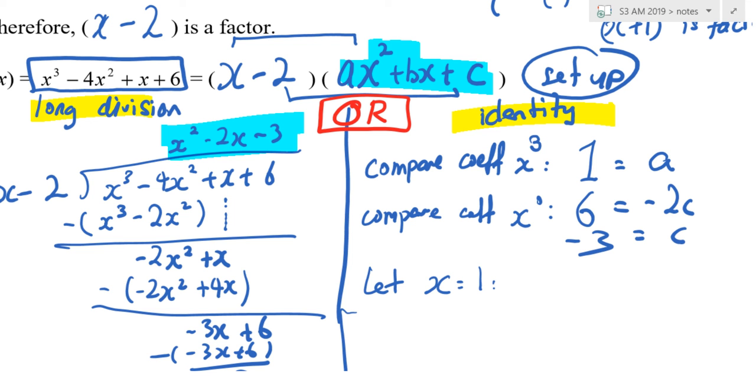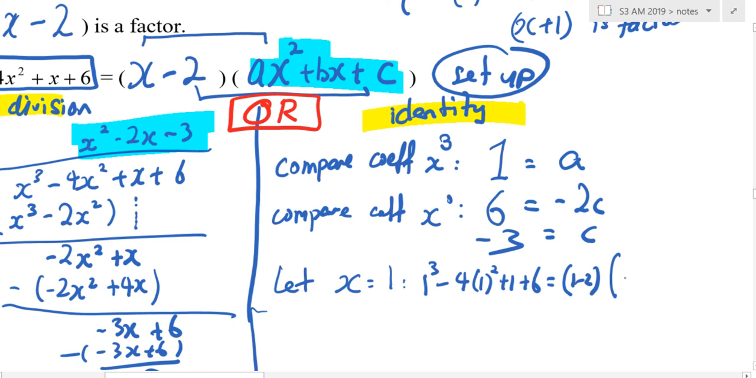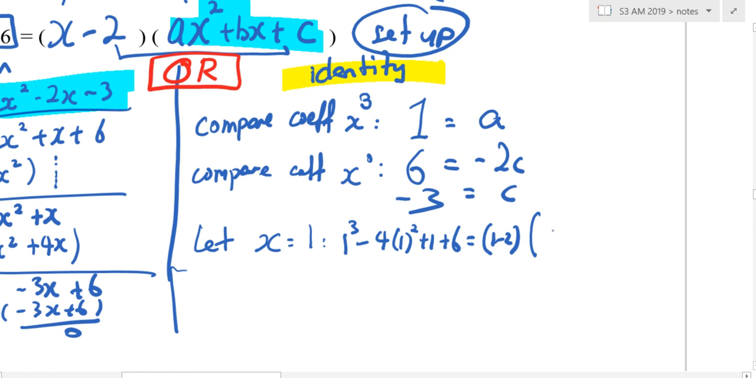I have to follow through: 1 cube minus 4 times 1 squared plus 1 plus 6 times 1 minus 2 times 1 squared plus b minus 3. I'm not the only one writing. Then press your calculator, find out what is b. Can I make a prediction? B should be equal to minus 2.